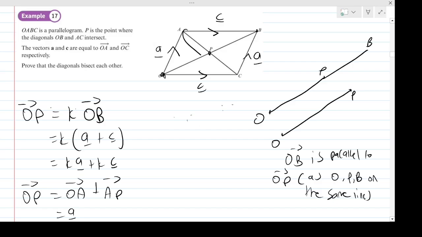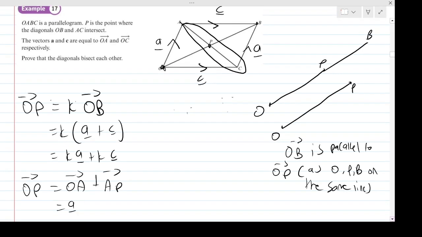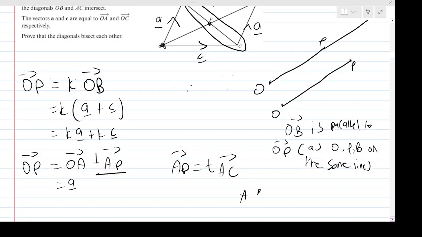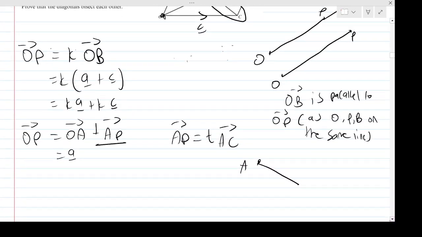Now, the vector AP, again, hopefully you notice A, P and C are on the same straight line. So that means the vector AP is going to be parallel to AC, okay? So that means AP is going to be some multiple T, say, lots of the vector AC, okay? Because again, if I draw it out, if I have the point A, the point B, the point P, and the point C, they're all on the same line. They're on the same diagonal. So any vector you can make between these points are going to be all parallel.